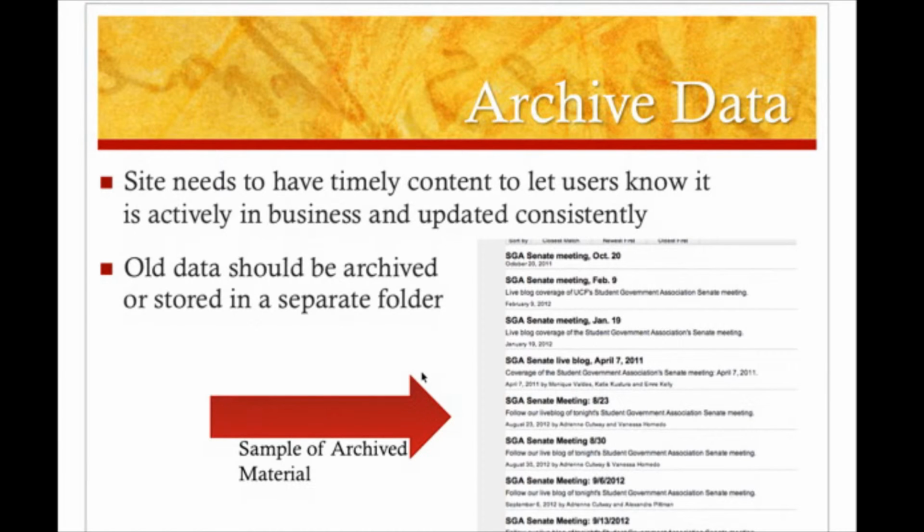And then the archive data. As a successful content strategist, we want to make sure that we consistently put in timely content so that it looks like we are still actively in business and that we are updating our website consistently. And for any old data, we want to make sure it's archived into a separate folder. As you can see here, I put an example of what archive data would look like, where it is no longer needed on the website, but we can archive it just for future reference.